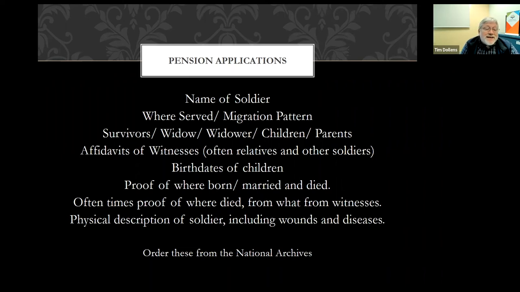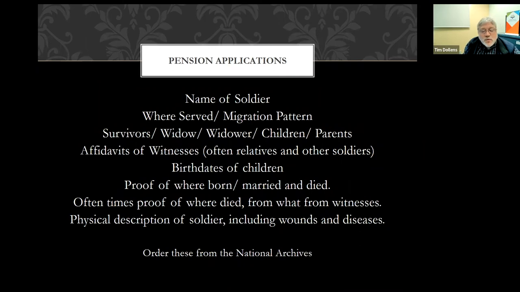And of course, if you're interested, a physical description of your soldier, including the wounds and diseases. Many died of malnutrition besides their wounds, but you also get things like hair color that might be similar to yours, or the eye color, or the stature and the weight. All those things are, to me, kind of fascinating, because it gets you pictures in your mind of what they looked like. And of course, these are ordered from the National Archives. So that's where you're going to get those.